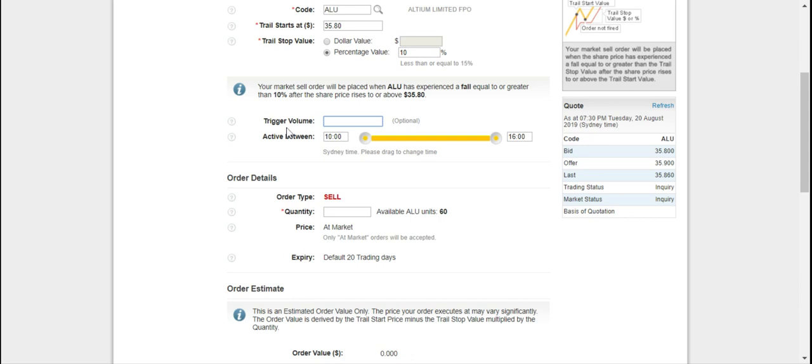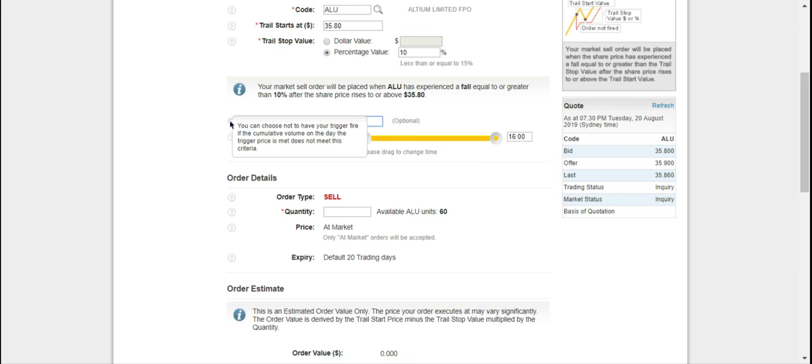You can do additional things too. You can say, pretend a stock like Altium, maybe it does 100,000 shares a day, and you can say, well, I don't want to sell this unless it's done 50,000 shares a day. You can put in whatever number you like. Again, I don't use this very often, but it's a good way to avoid some of the pump and dumpers.